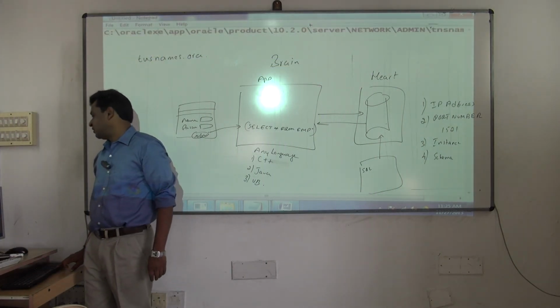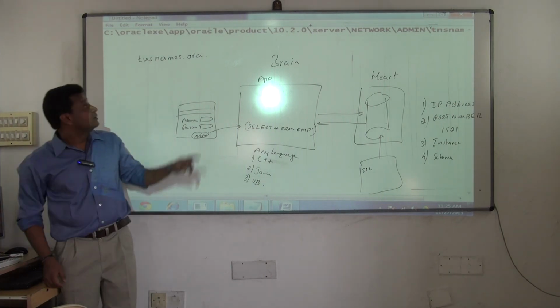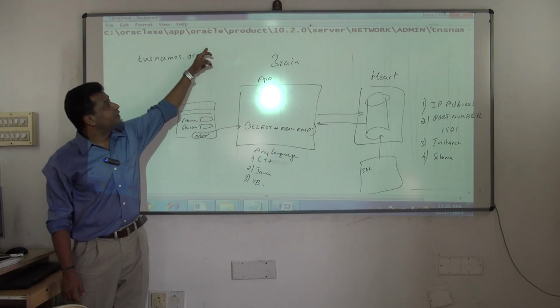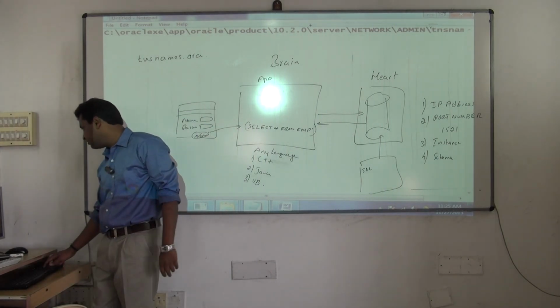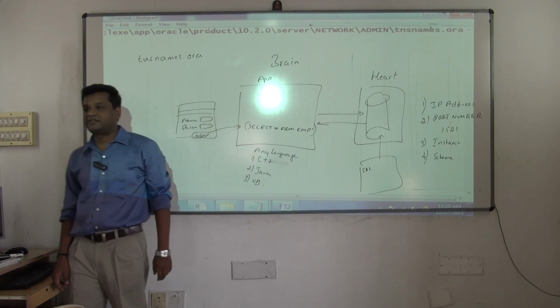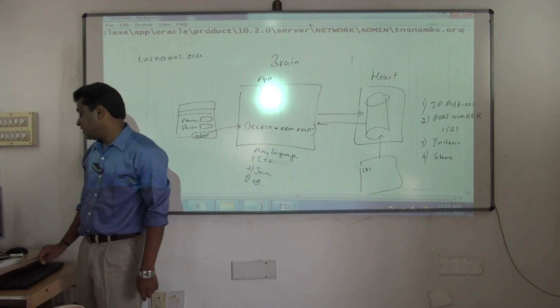So it is there in this location. So in admin, C drive, Oracle exe, app, Oracle product 10.2 server, network admin. In that folder, what is the name of the file? tnsnames.ora. That's the name of the file. Okay. So I'll open that file now.